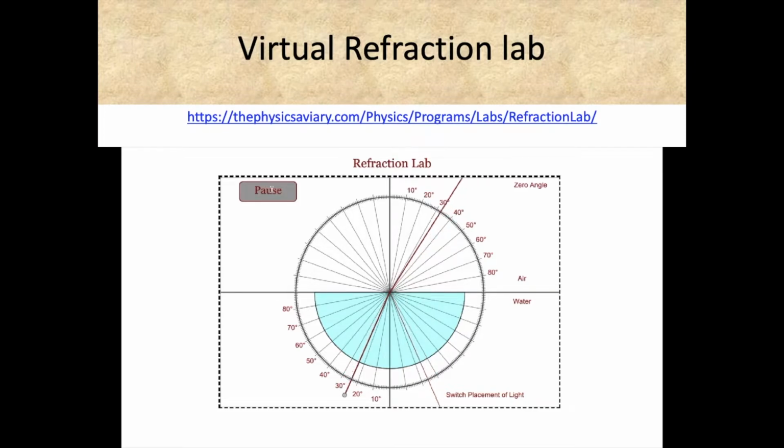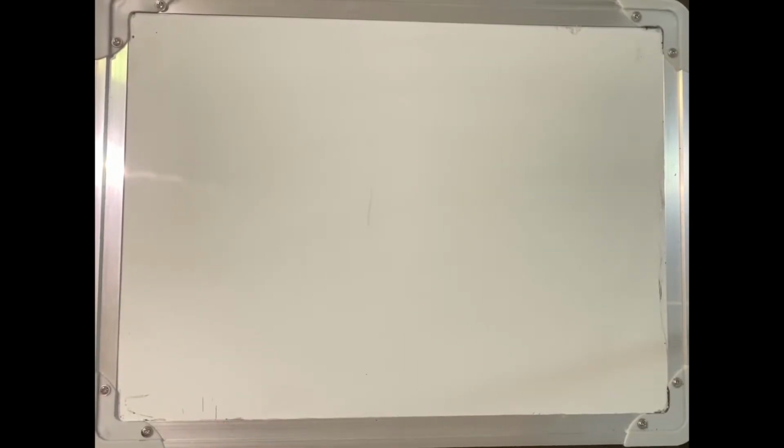So to summarize, we can say that light makes a larger angle with the normal when it is in a free medium than when it is in a more dense medium. Okay, let's explain what we just saw.